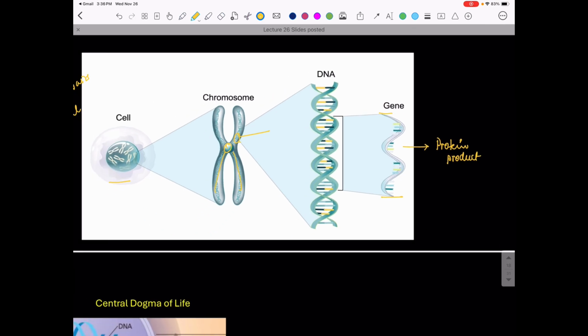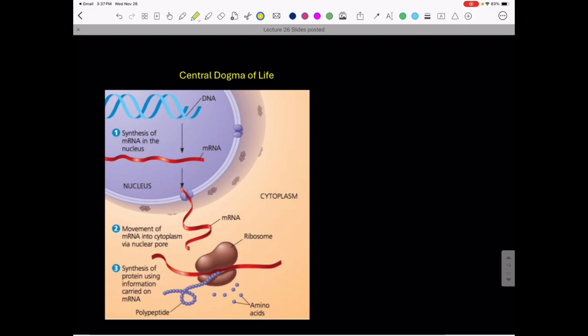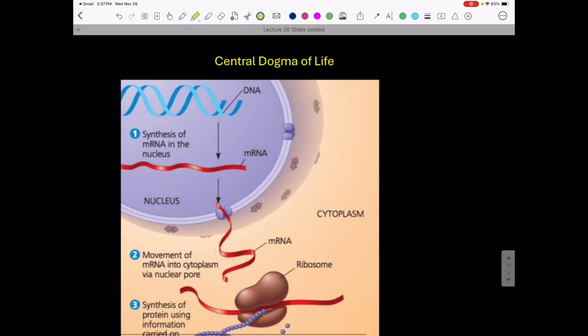So this leads us to understanding the central dogma of life, where the duplex DNA, which is present inside the nucleus, is going to be having all the information for any particular gene that needs to be converted into a protein. And each gene will be copied individually as an mRNA sequence. So the information from DNA to mRNA, this process is called transcription. So mRNA is the transcribed part of it.